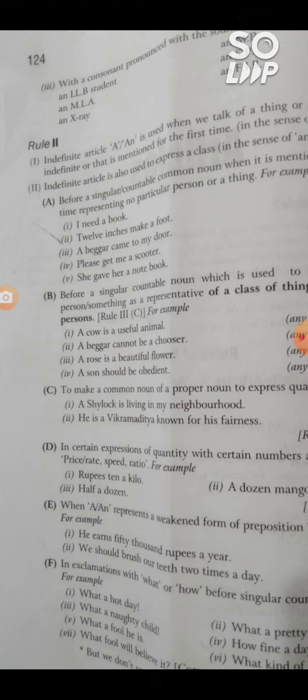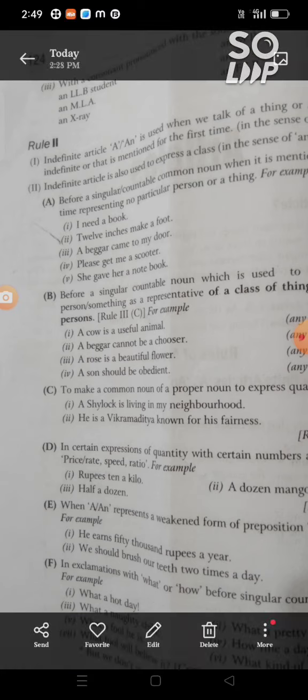And when a or an represents a weak form of the preposition in, for example, he earns 50,000 rupees a year. A year means per year. Next one: we should brush our teeth 2 times a day. So, the preposition in, when a and an represent a weak form of the preposition in: in a day, in a year, like in the sense of in the place of when we use a day, a year, like this.